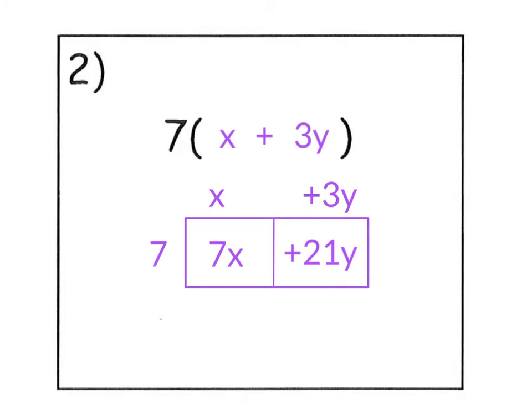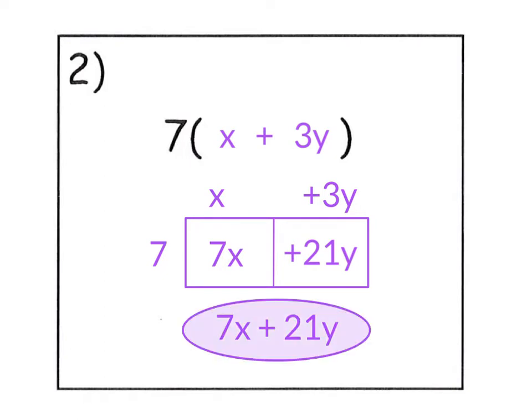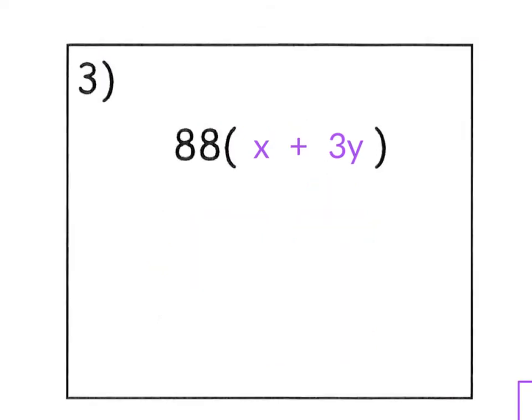So then what we're doing is we're going to add them together. Now there are no like terms, so we're just going to write them as addition between them, adding the 2 terms together. So my answer is 7x plus 21y. For number 3, we're going to fill the parentheses in with x plus 3y.